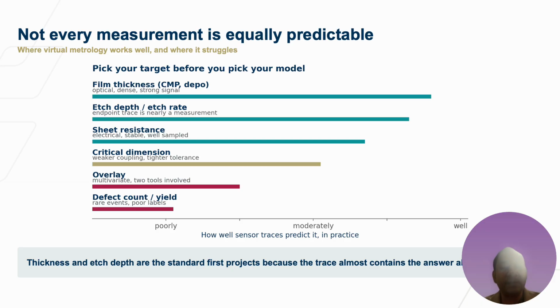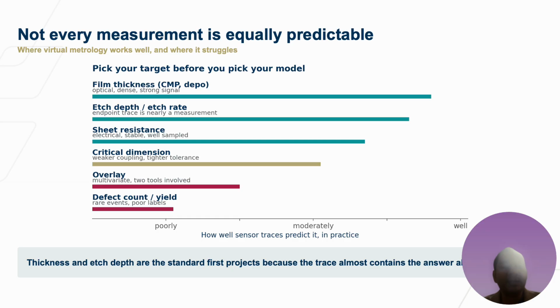Optical emission tells you whether a layer cleared. You are predicting a quantity a tool half observed. Sheet resistance sits in the middle, electrical, stable and well sampled. Critical dimension is harder. The coupling to the chamber sensor is weaker and the tolerance is tighter, so the same relative accuracy is worth less to you.